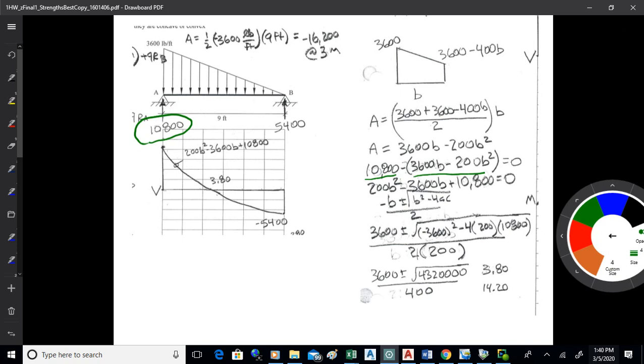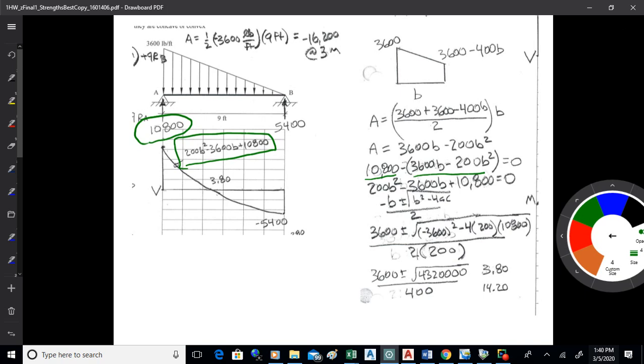Okay. And then if I want to figure out where this zero is, I'm going to make that into an equation for starters. So here's the equation. I've got the terms in the order that you normally have a quadratic ordered in. So I've got the 10,800 on the left, and then minus a negative 200b squared, so that's positive 200b squared, then minus 3600b. So that's the equation of that line.